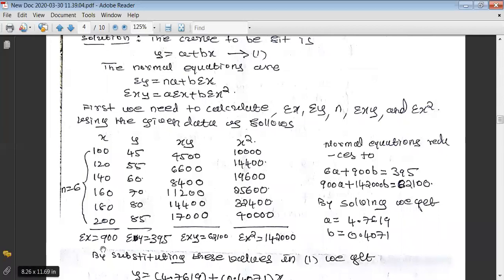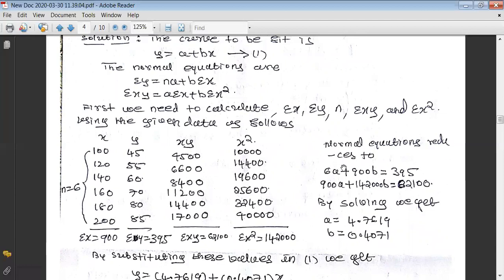Once we know the values of all the requirements of the normal equations, we write the first one as n into a, n is 6, that is 6a, plus summation x is 900, that is 900b, equal to summation y, that is 395. The second equation is 900a, that is summation x into a, plus summation x square into b, that is 1,42,000 into b, equal to summation xy, that is 62,100.